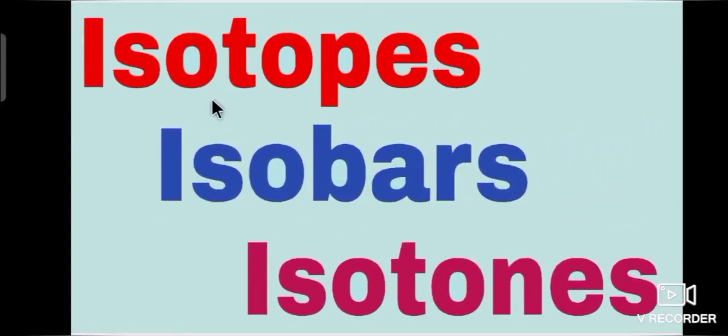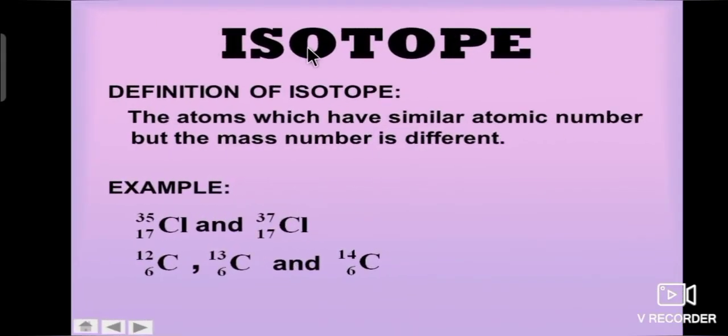Now, we will study isotopes, isobars and isotones. First one, isotope. What is an isotope? Atoms which have the same atomic number but different mass numbers are called isotopes. See the example here: chlorine atoms having the same atomic number but different mass numbers. So, chlorine has isotopes.